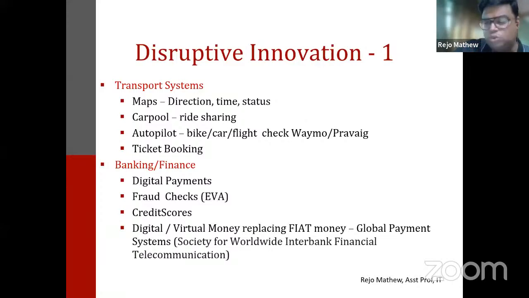Then we have credit scores. Now we all know that many people want to go to banks and take loans, and there are a lot of insurance companies. You want to take insurance, you want to take home loans. You go to the bank and there is a lot of procedure, background checks and all. But now with credit scores and credit ratings, you're connected via a particular number, a PAN number, or a particular detail which is linked to all the accounts. So your credit score itself is good enough for them to decide.